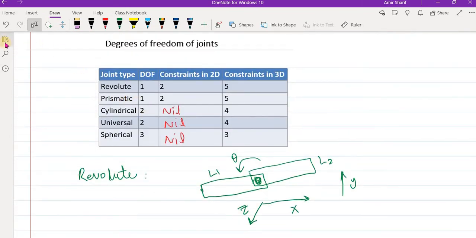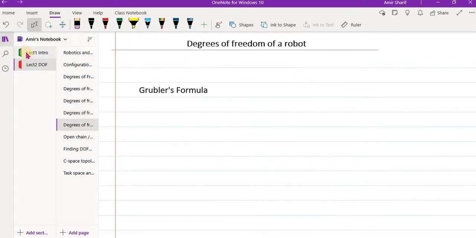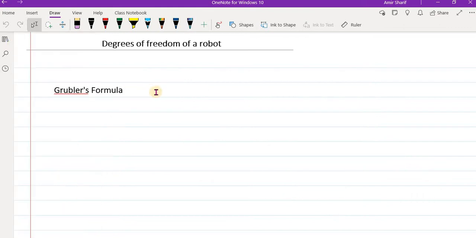And let's quickly move toward our next slide. Now we shall try to calculate the degrees of freedom of more complex structures and mechanisms that we use in the robot. For that we have a formula, called Grubler's formula, and it is used to calculate the degrees of freedom of a robot.